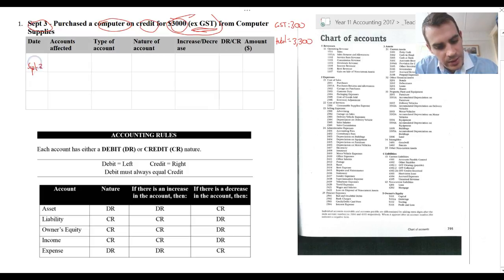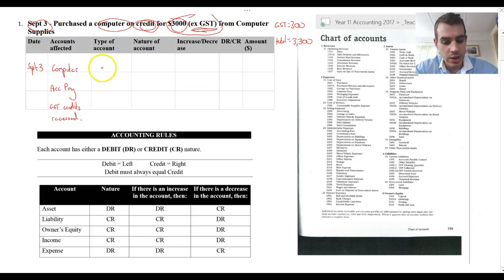So on September 3, the accounts affected, we purchased a computer. So our first account is a computer account, which is an asset account. How did we pay for this? We didn't pay for it with cash. We paid for it with credit. So that's going to be accounts payable. And then our final account is our GST account, GST credits received.